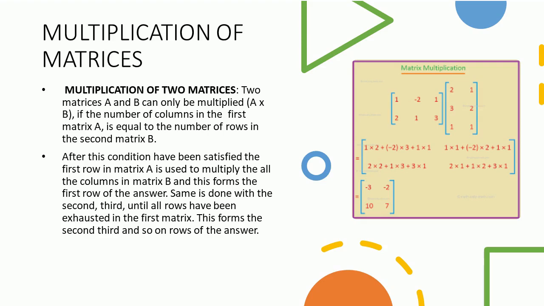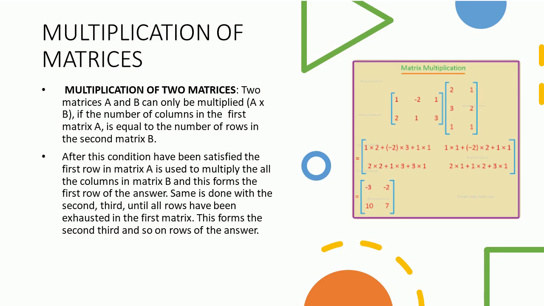And then, as you can see, this is the first row, this is the first column, second column, third column, and this is the first row, second row, third row. So you can see that it satisfies that condition. And because it satisfies that condition, we can actually proceed with the multiplication.